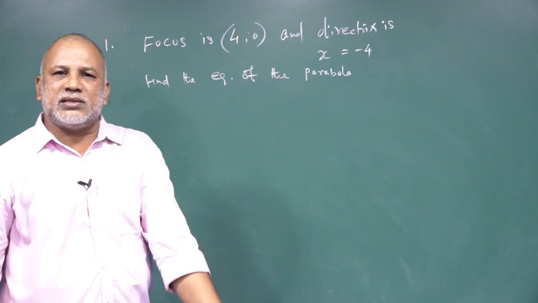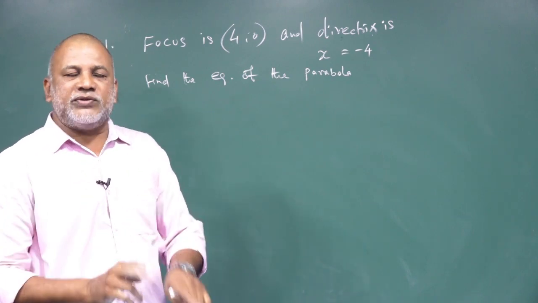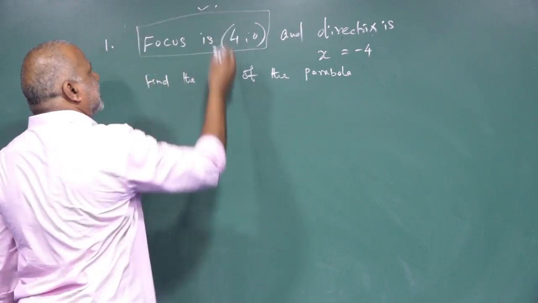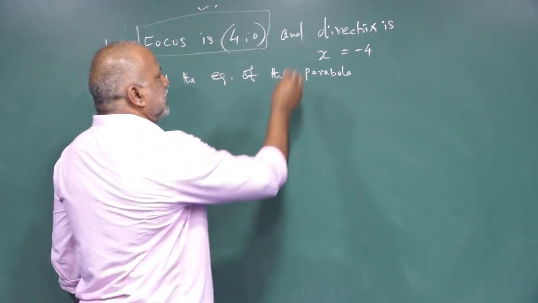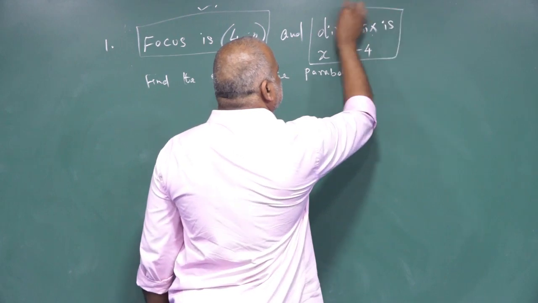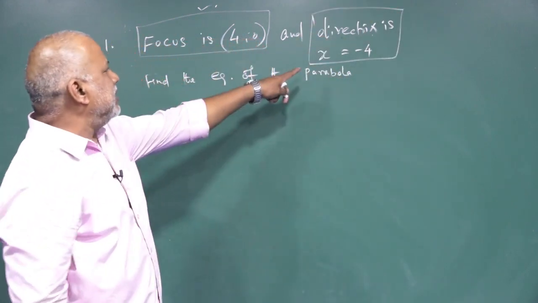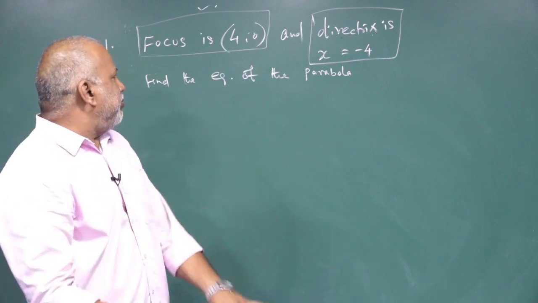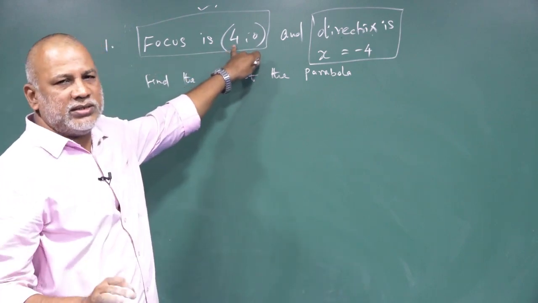See, just we discussed it. We have 7 results. Out of these 7 results, focus is given, that is one of the results, and the equation of the directrix is also given: x equal to minus 4. Find the equation of the parabola. Simply, you can use the points.